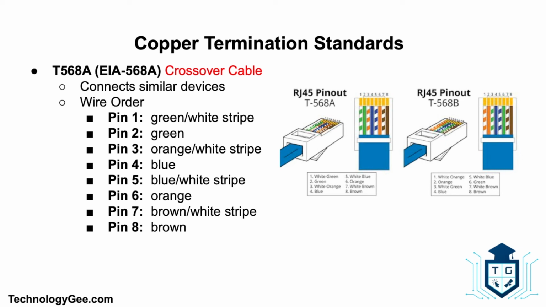You have pin 1, that's green with a white stripe. 2 is green. 3 is orange with a white stripe. 4 is blue. 5 is blue with a white stripe. 6 is orange. 7 is brown with a white stripe, and 8 is brown. Also, you can create a crossover cable by building one end of the cable to be the T568B standard and the other to be the T568A standard.